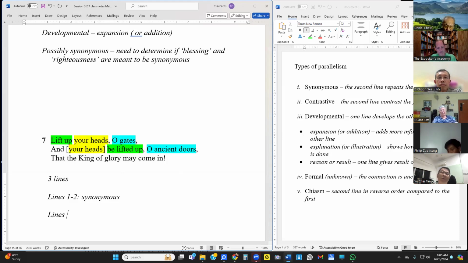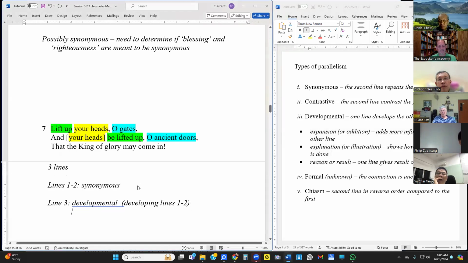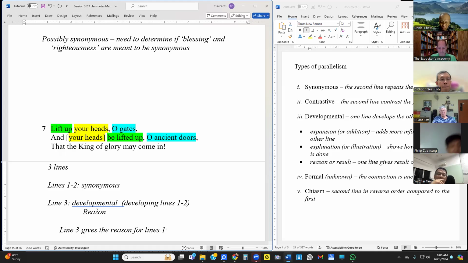How is that expanded? So that, in fact, with a sense of purpose, so that the King of Glory may come in. Yes, so that is, call it developmental, right? It's developing lines 1 and 2. Yeah. And what's the type of developmental? You got expansion, explanation, reason, or result? I would think it's expansion. So he's adding more information. Oh no, it could be the result then. Yeah. Thinking about the reason, right? Yeah. So that the King of Glory may come in. Yeah, the purpose. Thank you. So we would say line 3 gives the reason for lines 1 and 2. Correct. Thank you.